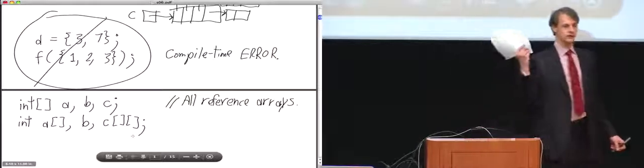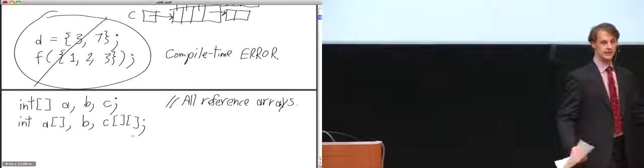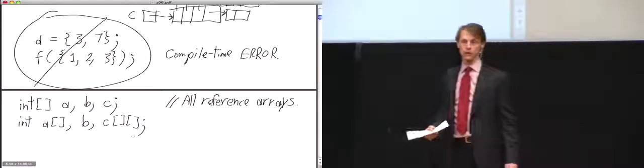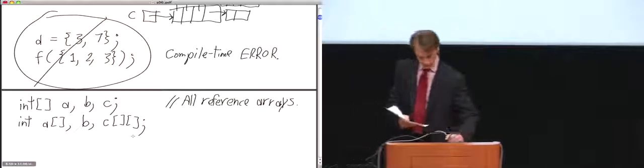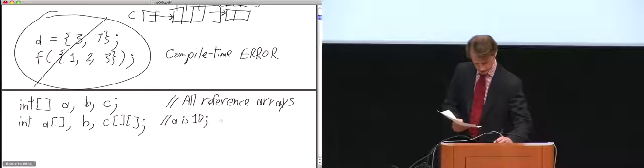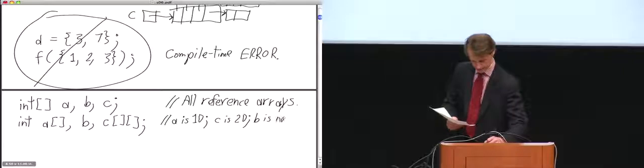Now, that's how you would declare those different kinds of variables in C all on one line, if you wanted to. And that works in Java too. So you can do this declaration in Java. Now A is a 1-dimensional array, and C is a 2-dimensional array, and B is actually not an array, it's just an int.